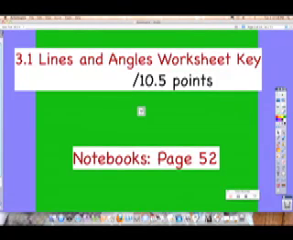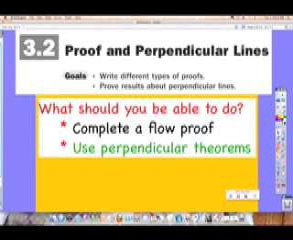Here we go, page 52 in your notebook. Today we're on chapter 3, section 2. It's proof and perpendicular lines. Guys, don't be intimidated by proofs. You are rocking proofs. With your arms, show me perpendicular lines. Let me see them. What does that mean? You got it. You got it.